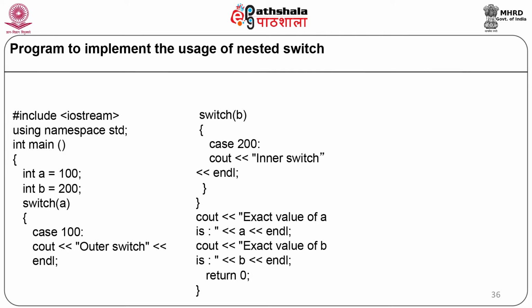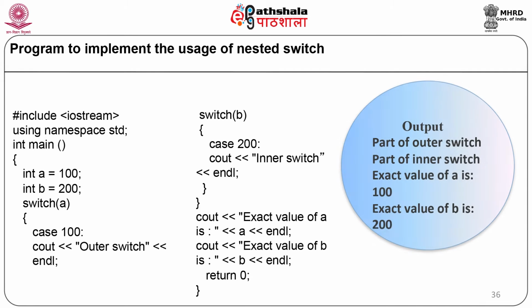When the above code is compiled and executed, it will produce the result as: the part of outer switch, then it will display the message the part of inner switch, then it will display the message exact value of a is 100 and exact value of b is 200.